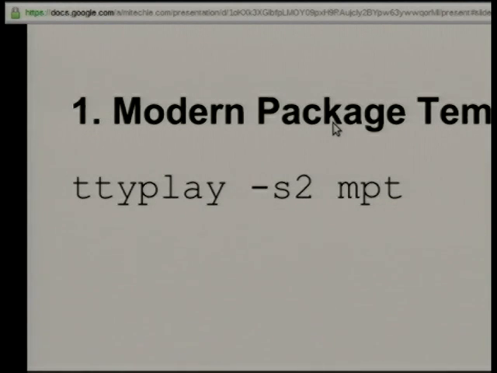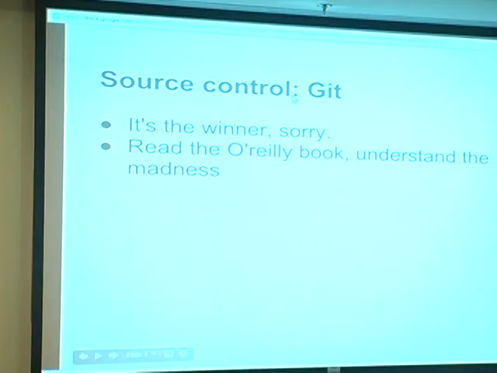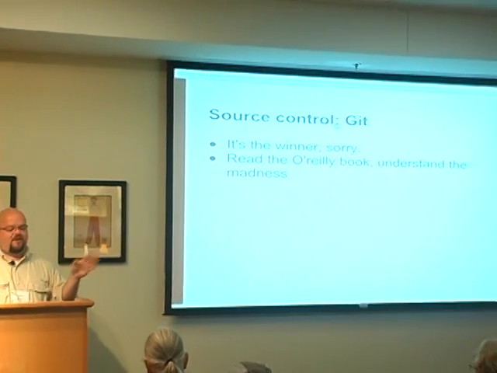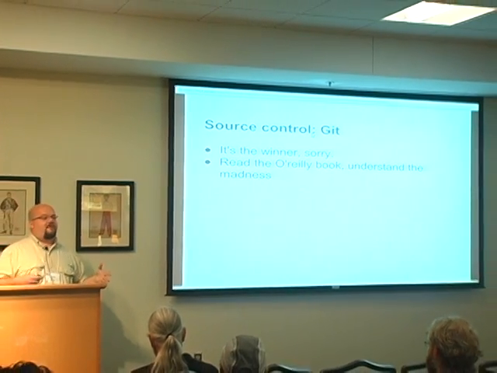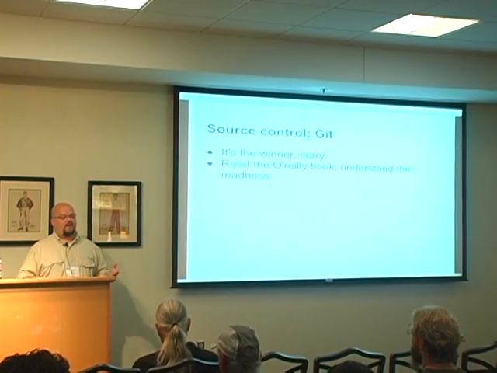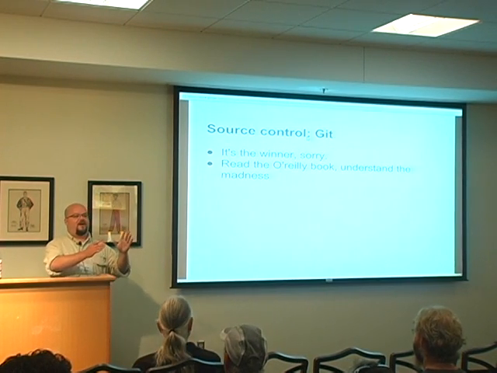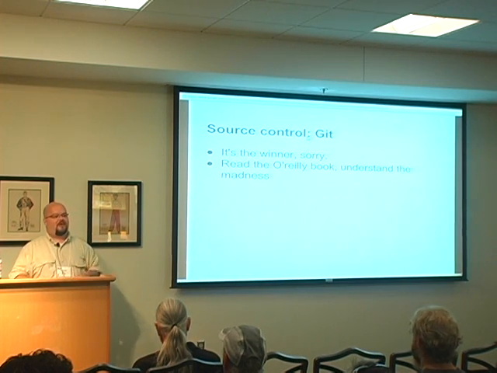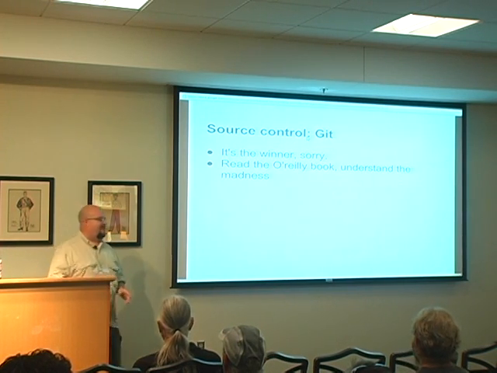All right, so we've got a modern package template. We've got a nice little layout. We're going to move from here. We're all using source control, right? If you're going to push it out, we can assume that. Now, everything here is going to be centered around Git, because Git won. Sorry, hate to break it to you. I went from Bazaar to Mercurial to Git, found my happy place, and now I work for Launchpad, so I work back on Bazaar. Happiness is a little tough sometimes.